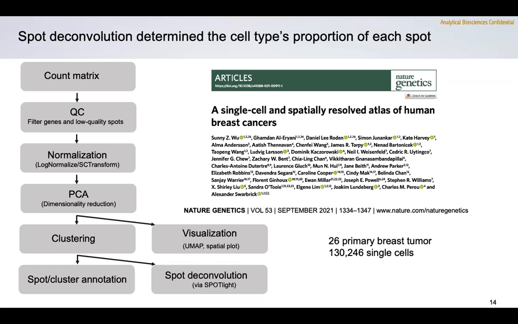It requires that we give it a well-annotated single-cell data reference to be trained by the bioinformatic tool. Because we didn't have single-cell data from the same Visium tissue, we used other resources, other studies. There was a study in 2021 in Nature Genetics in which they provided a single-cell reference for human breast cancer. That single-cell reference was integrated across 26 primary breast tumors and included 130,000 single cells.